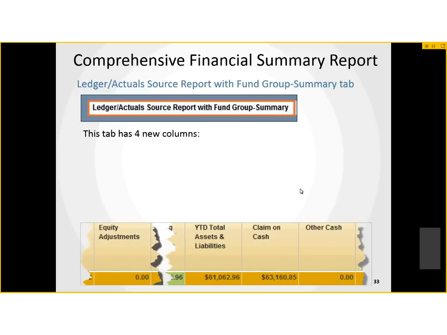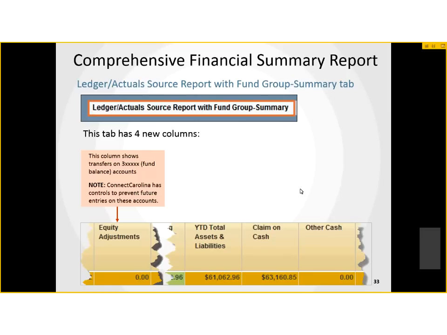The summary tab has 4 new columns. This is how it's changed from the version that you saw on Friday if you use this report. There are 4 new columns. The first one is equity adjustments. This column shows any transfers that have happened on accounts that begin with 3, and those are fund balance accounts.